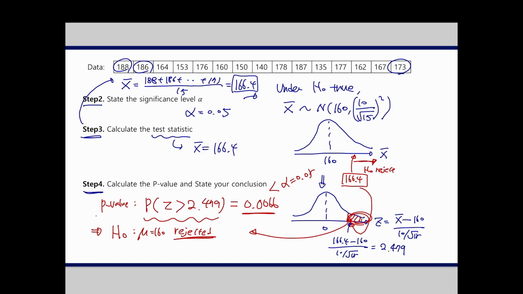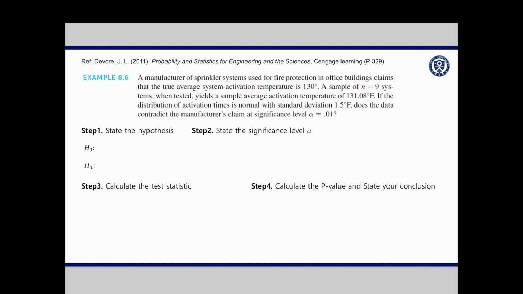Therefore, there is sufficient evidence to support the alternative hypothesis that mu is greater than 160. This example has been selected from our supplementary material.